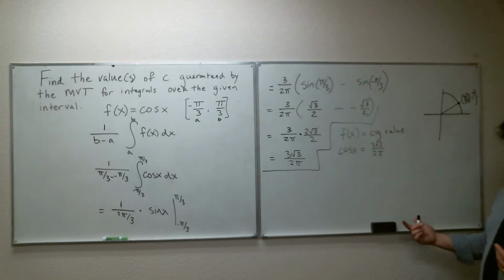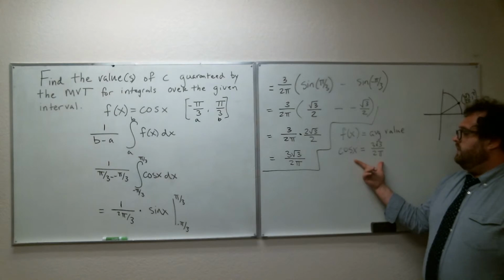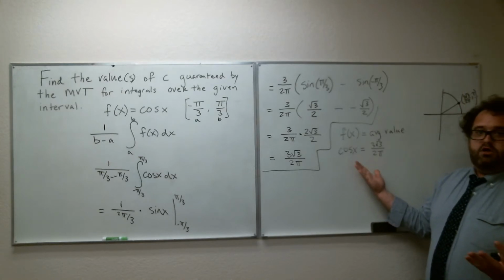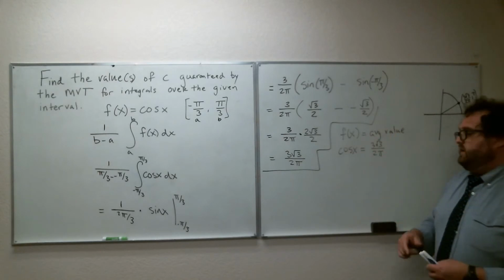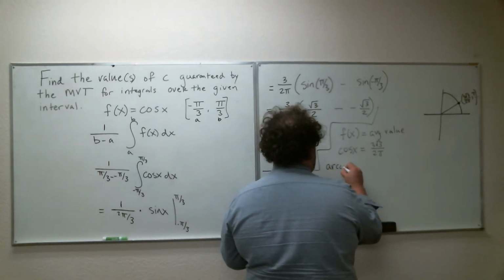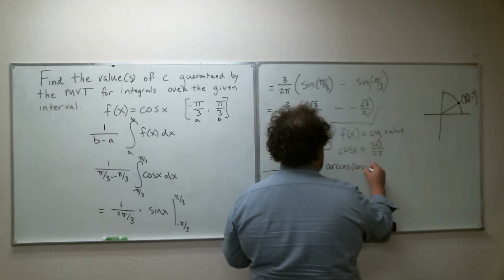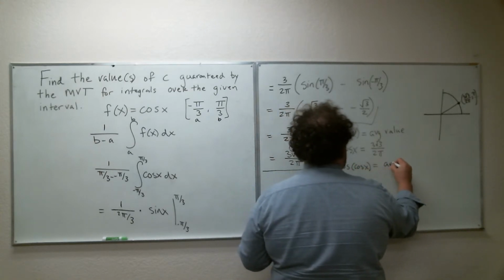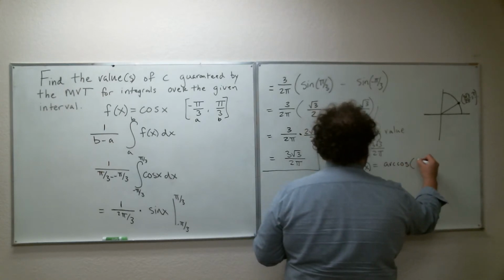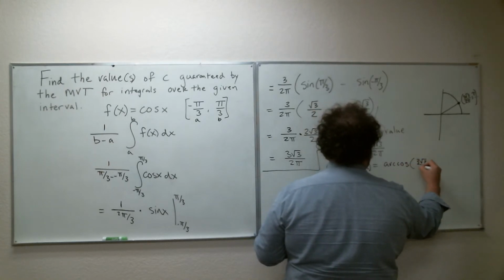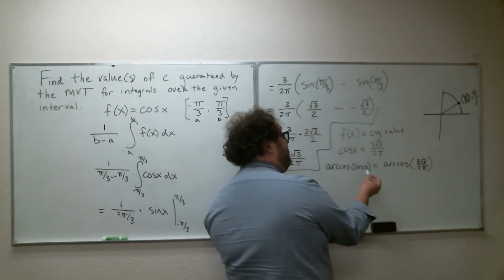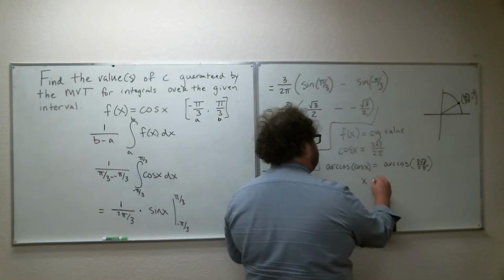So what do we do in situations like this? Well, we just use the inverse cosine function. We call it arc cosine, or cosine inverse. So arc cosine of cosine x equals arc cosine of 3 root 3 over 2 pi. And so, of course, the left-hand side just gives x equals.